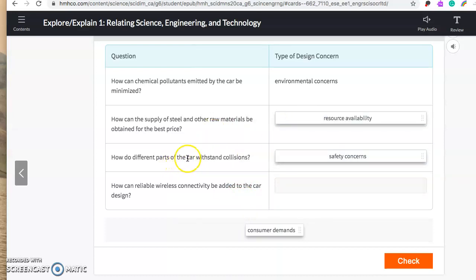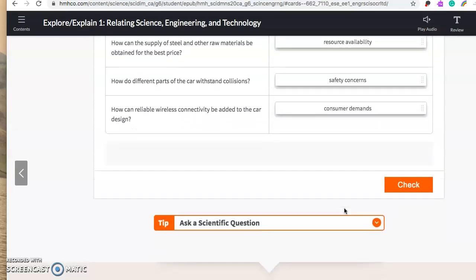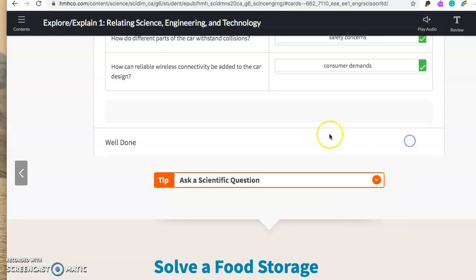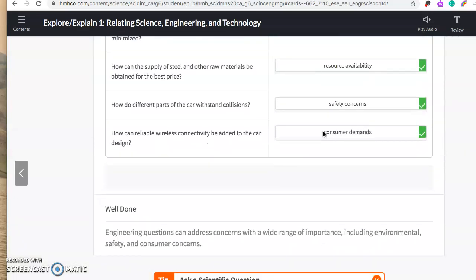How do different parts of the car withstand a collision? That's a safety concern. How can wireless connectivity be added to the car? That's something that a consumer, which is a person who wants to buy it, would demand, right? So how can reliable connectivity be added? That's what the consumer would want. Let's check, we're all set.